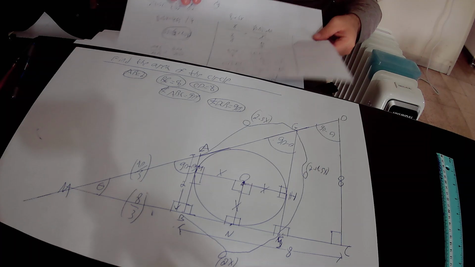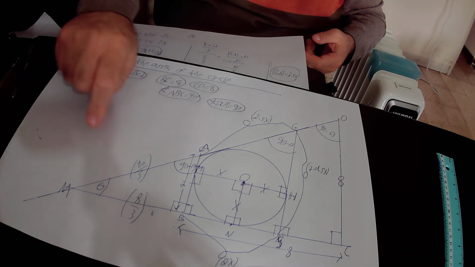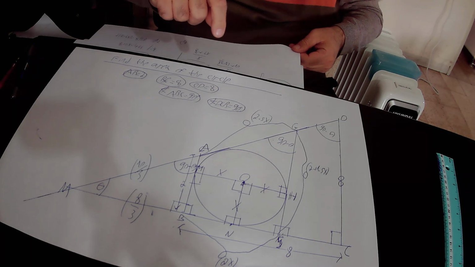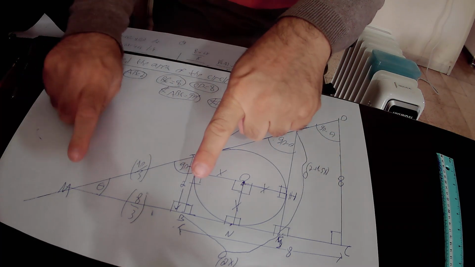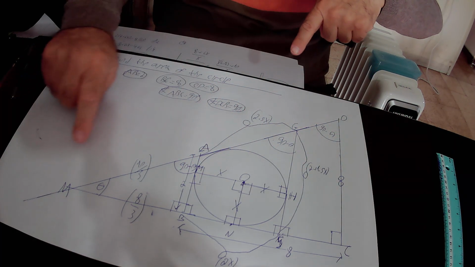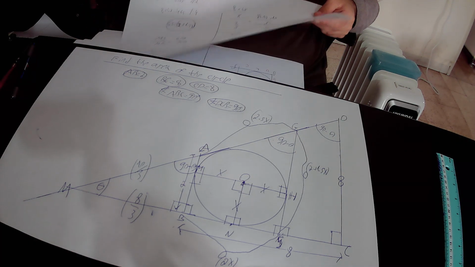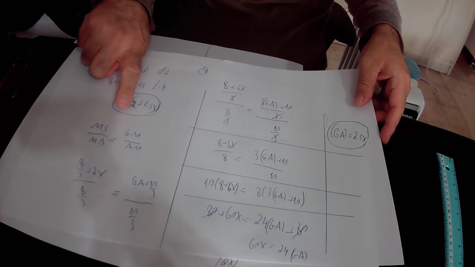Then, because the big triangle GSM is similar to the small triangle ABM, additional relationships exist between their sides. The following relationships exist: MS in the big triangle over MB in the small triangle equals GM in the big triangle over AM in the small triangle. Repeat again: MS over MB equals GS over MA.